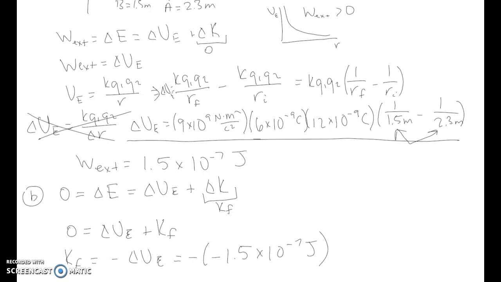So pretty straightforward, pretty simple. And the next question asks, how could we find the speed from this? That's pretty simple and hopefully straightforward. You just set that equal to 1/2 mv squared. So in order to actually solve for the speed, we would need to know the mass of charge number 2 in our problem.